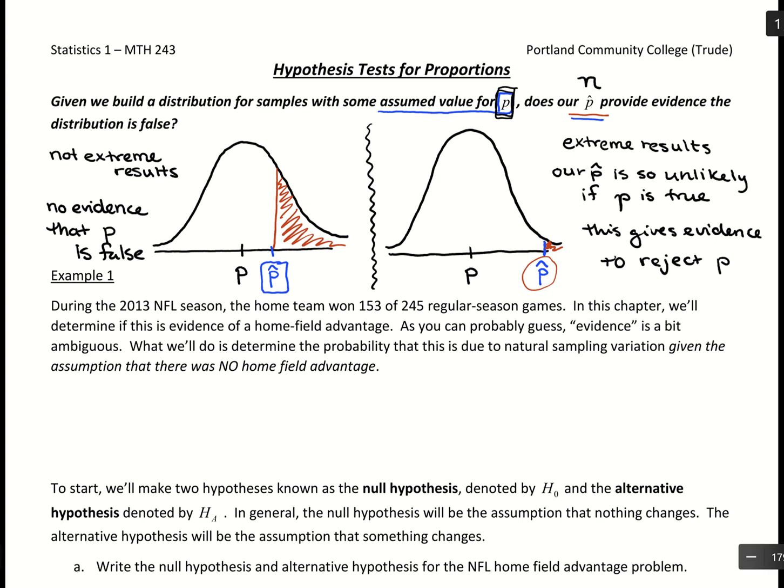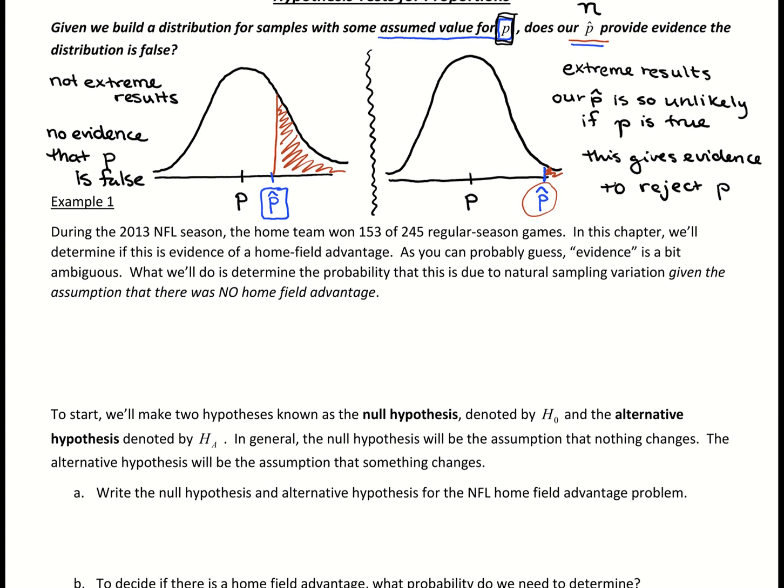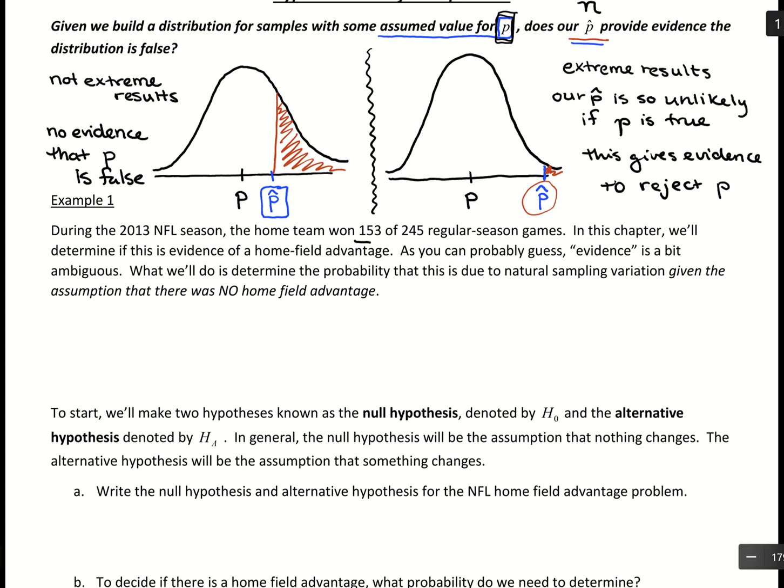So let's talk through an example of how you could see these scenarios come up. So we have the 2013 NFL season. The home team won 153 of 245 regular season games. So right there we have this sample statistic coming through. So in this chapter, we'll determine if this is evidence of a home field advantage. As you can probably guess, evidence is a bit ambiguous, and we'll get more detailed later on about how we know whether or not we have evidence.